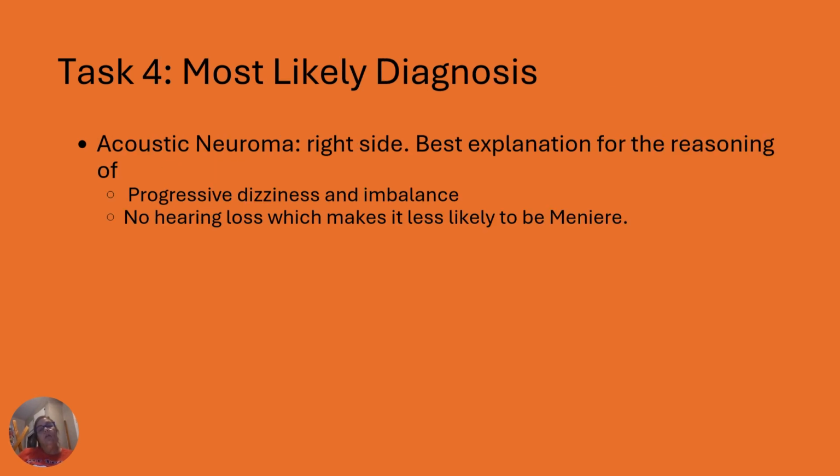Task 4, most likely diagnoses. Acoustic neuroma, right side, is the best explanation for the progressive dizziness and imbalance, with no hearing loss, which makes it less likely to be Meniere's.